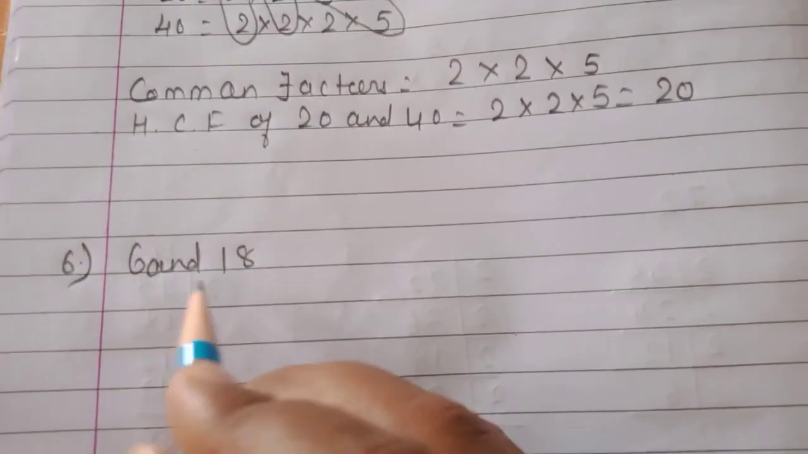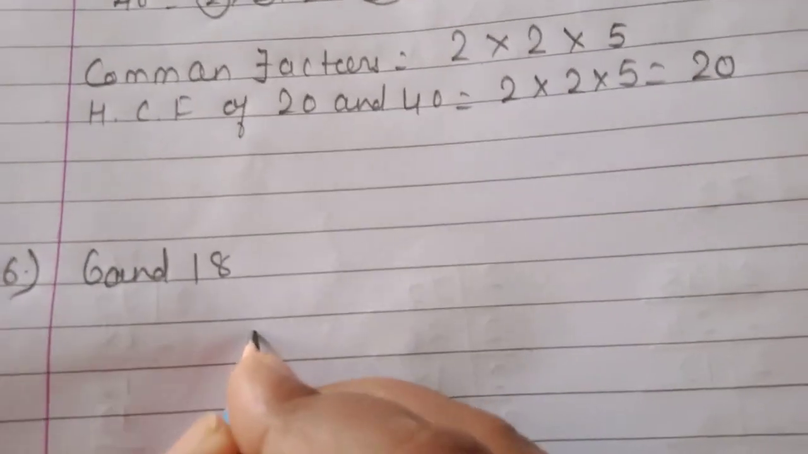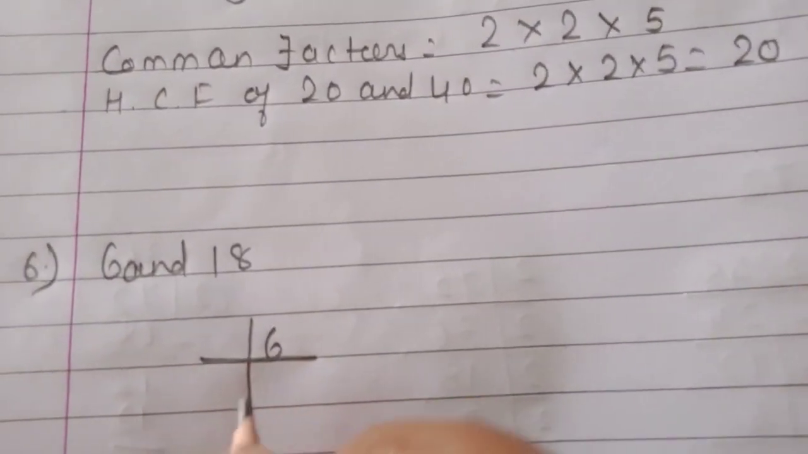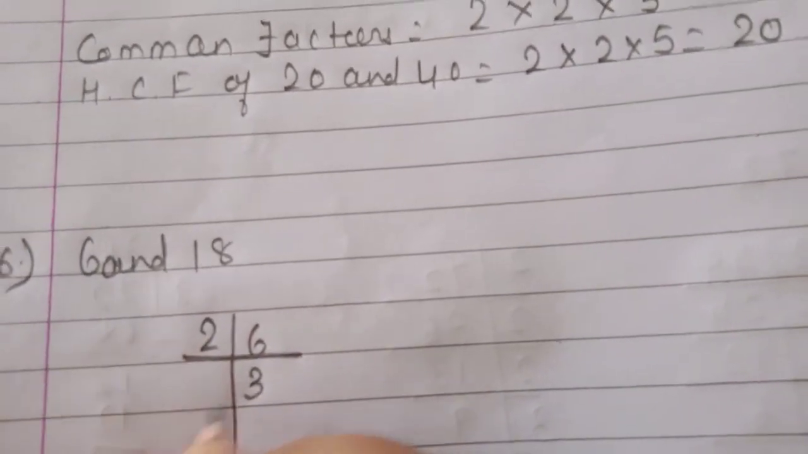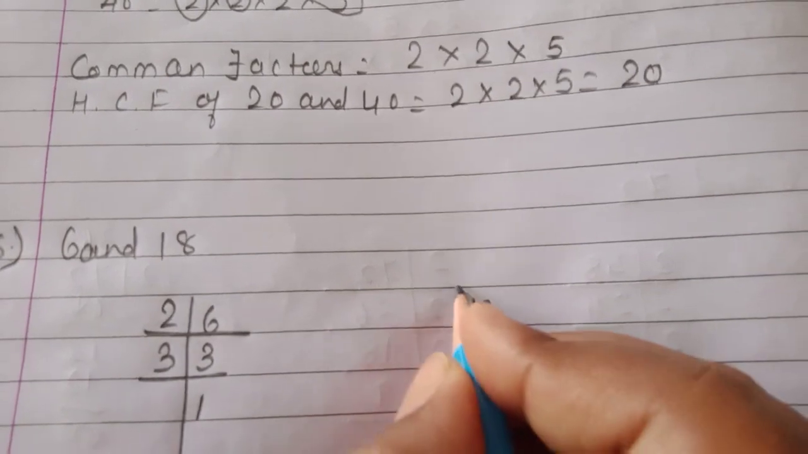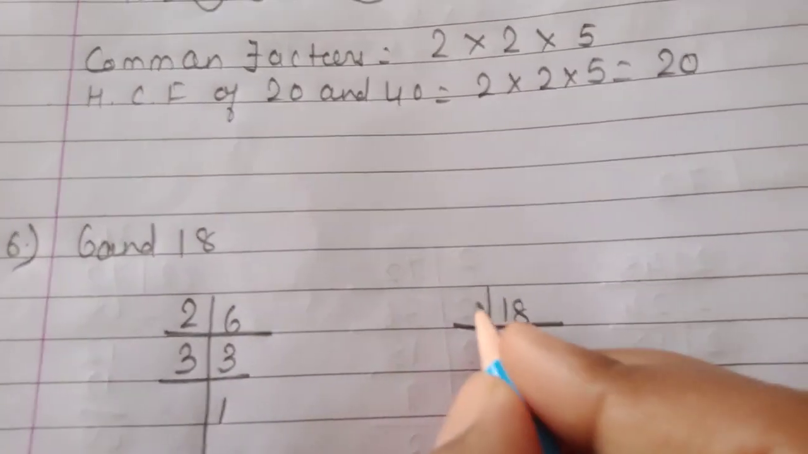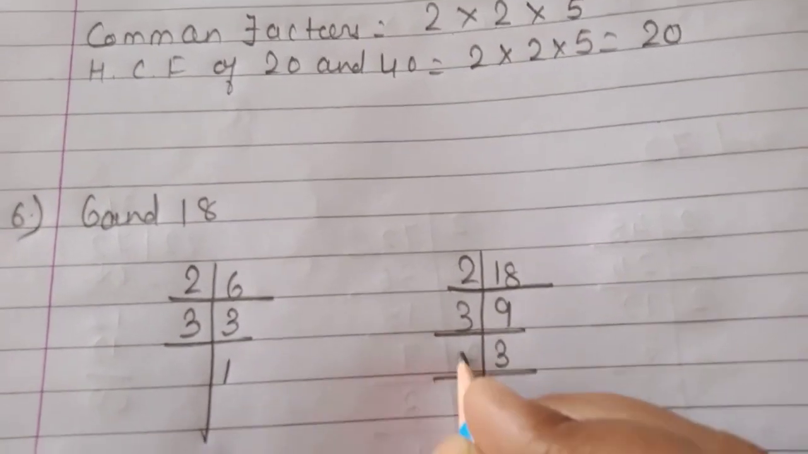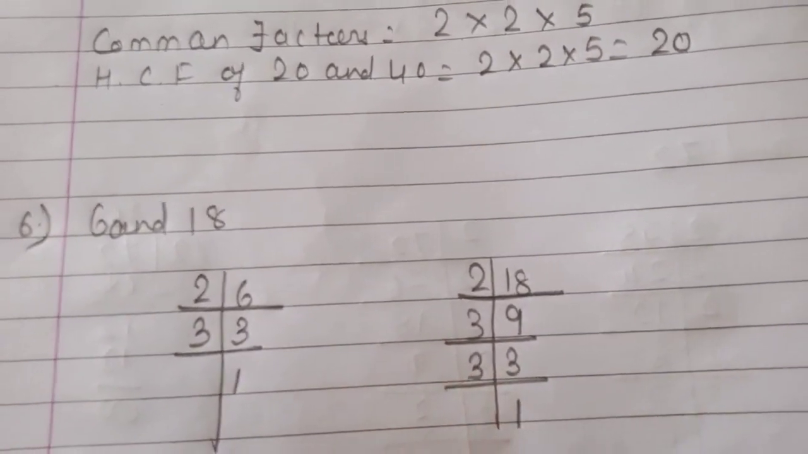Now number 6, 6 and 18. So first we will take out for 6. In the 2 table 6 will come. Yes, 2 3s are 6. Then 3 1s are 3. Now for 18, in the 2 table 18 will come. 2 9s are 18. Then 3 3s are 9. Then 3 1s are 3.